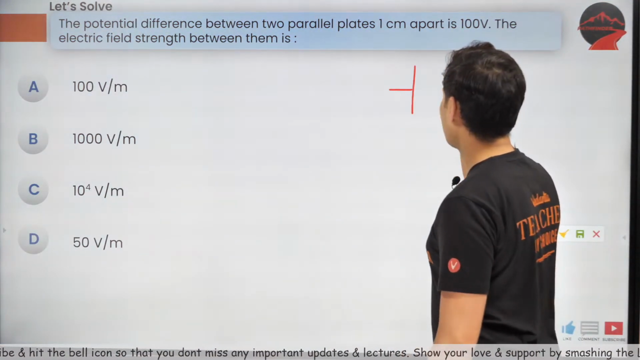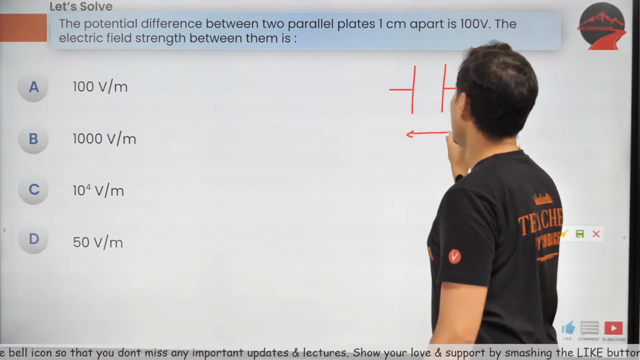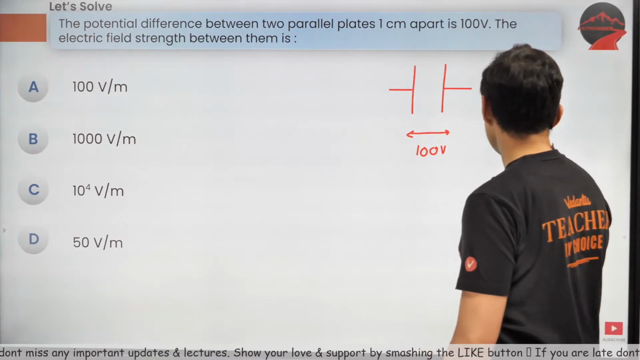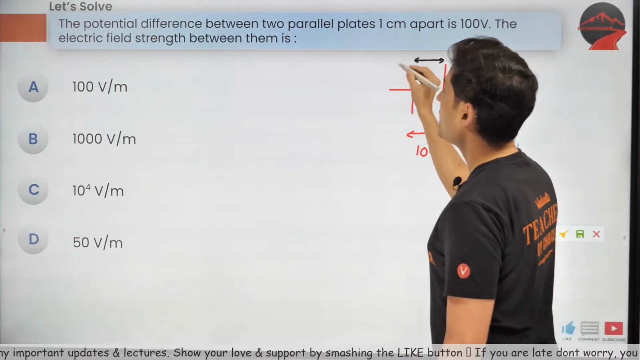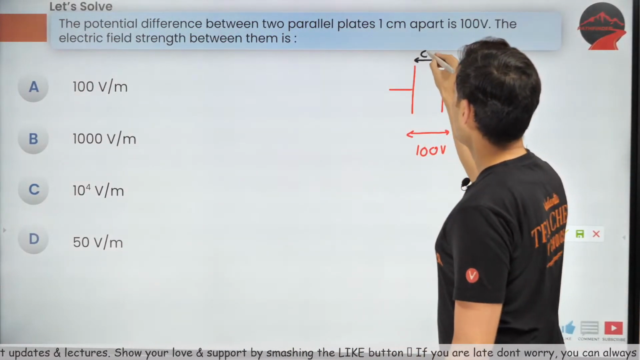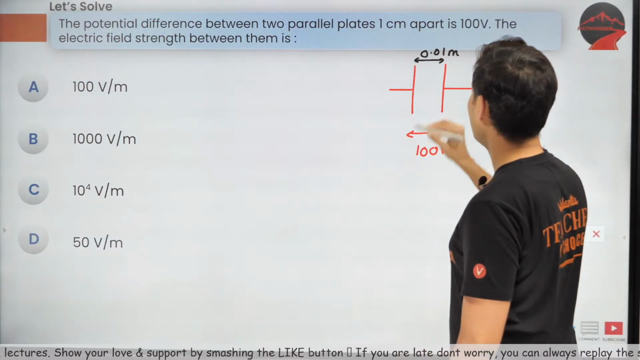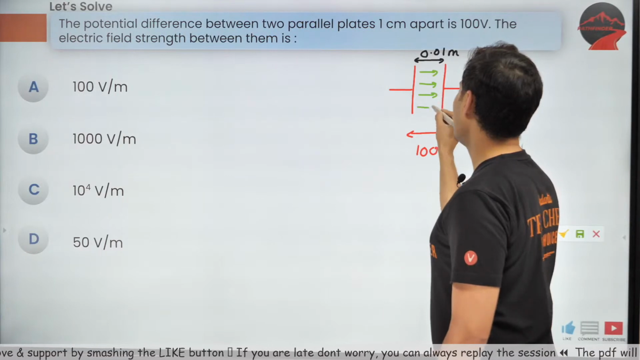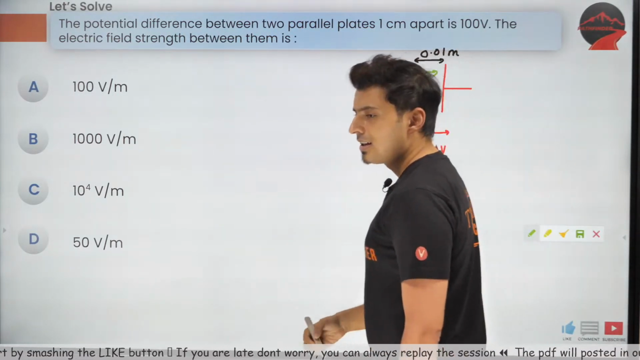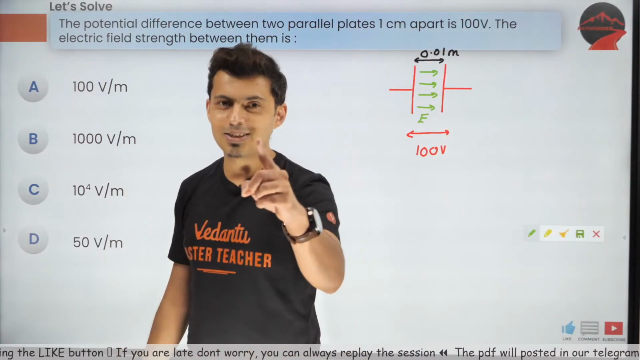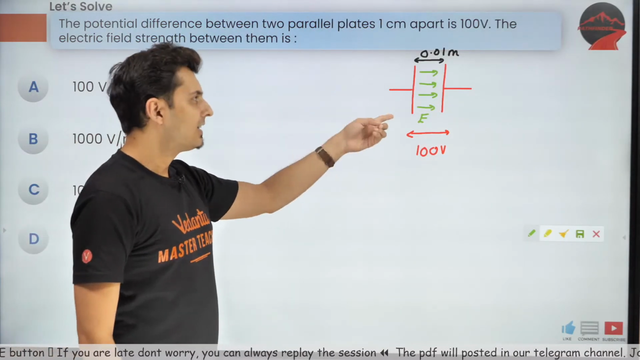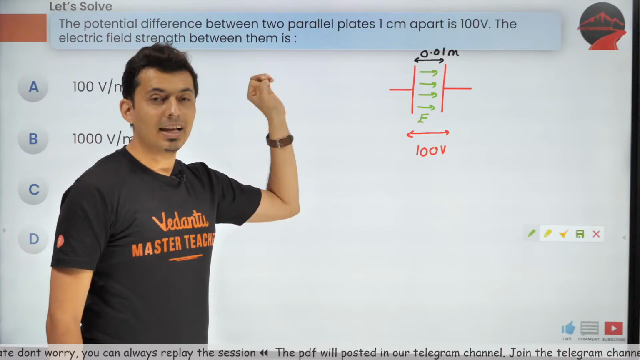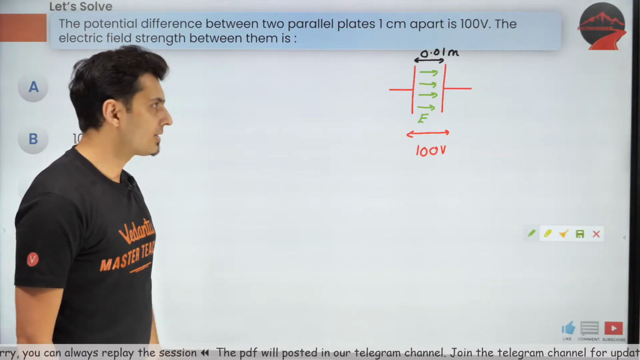So you have this capacitor and the voltage difference between them is 100 volts and the separation between them is 1 centimeter, that means 0.01 meter. So the question is, what is the value of the electric field? I think this is not even a question on capacitors. If you think correctly, this should be solvable by the knowledge of just electricity and electrostatics.